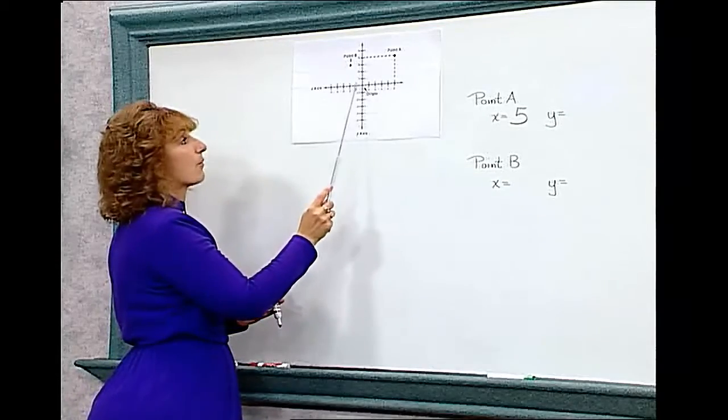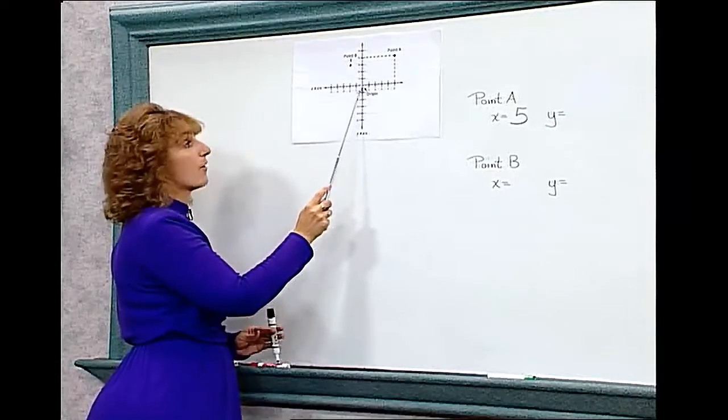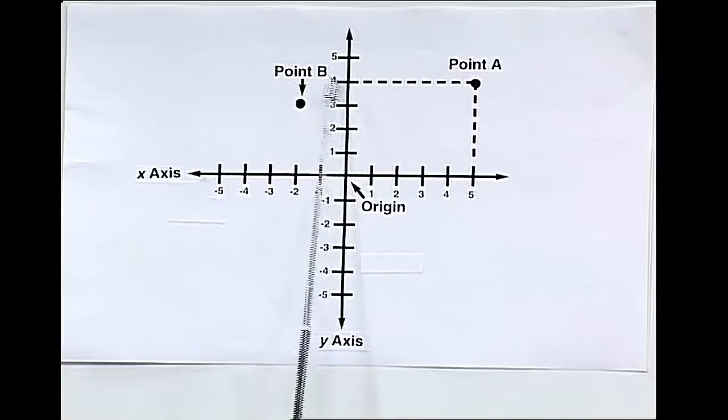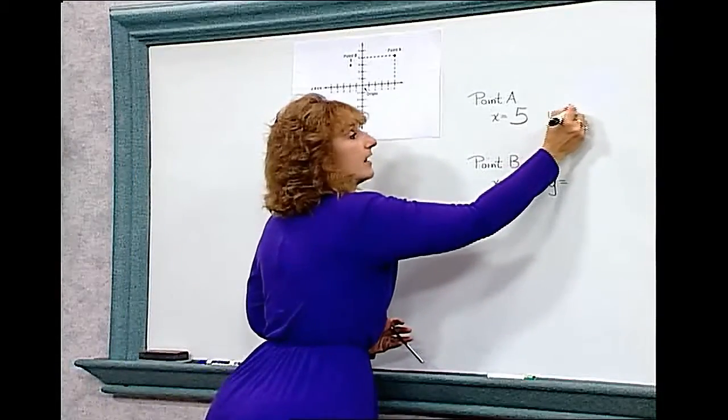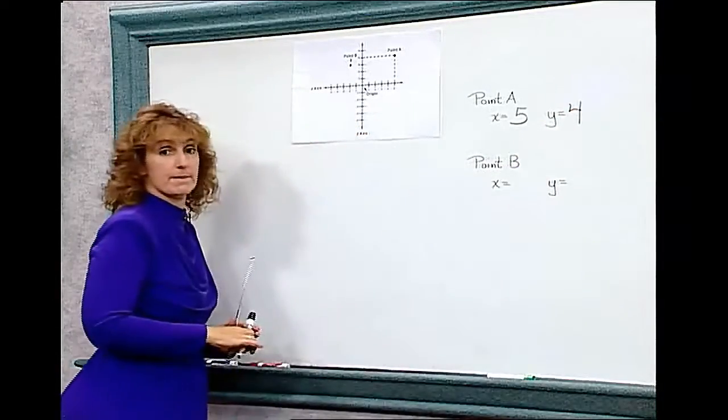To find our y-coordinate, we need to know how far up from the origin we have gone. If we start at that origin, 1, 2, 3, 4, we have gone 4 up, shown by this distance here. Our y-coordinate then for point A would be 4.